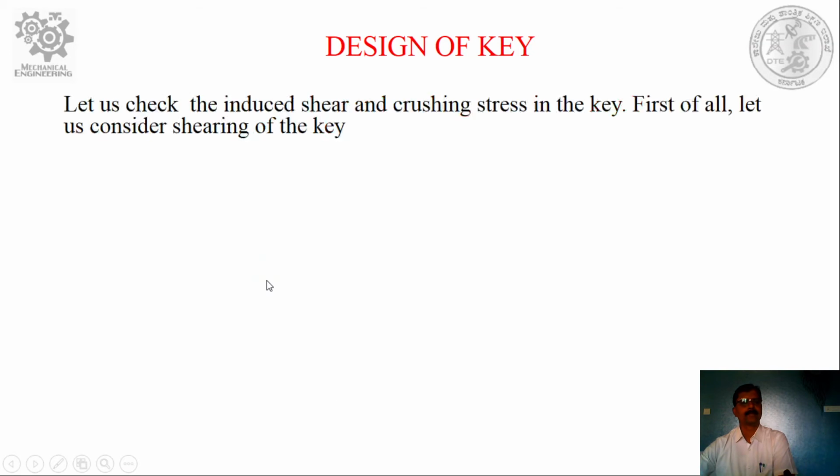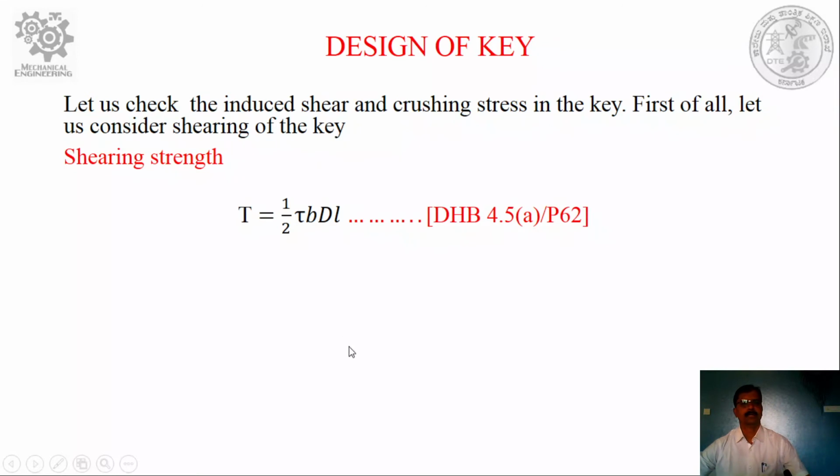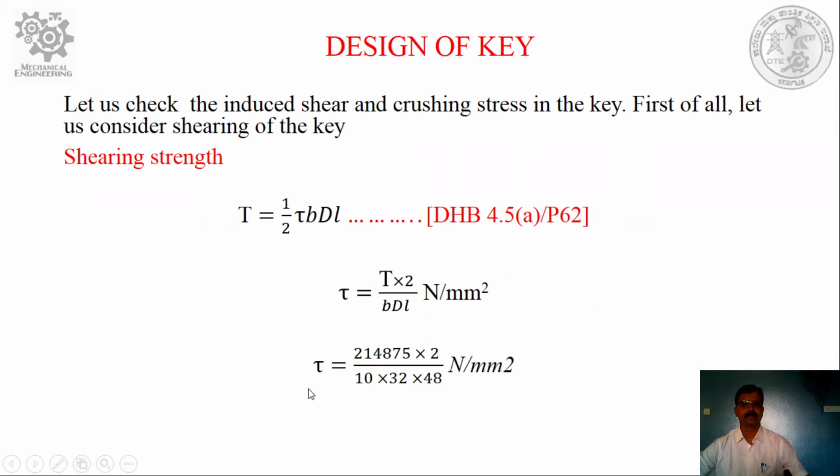Okay. Now let us check the induced shear and crushing stress in the key. First of all, let us consider the shearing of the key. Shearing strength: T is equal to half into tau into b into d into l. Extract the tau from here, the induced shear stress. Substitute the values of T, b, d and l. Then tau is equal to 27.97. It is the induced shear stress.